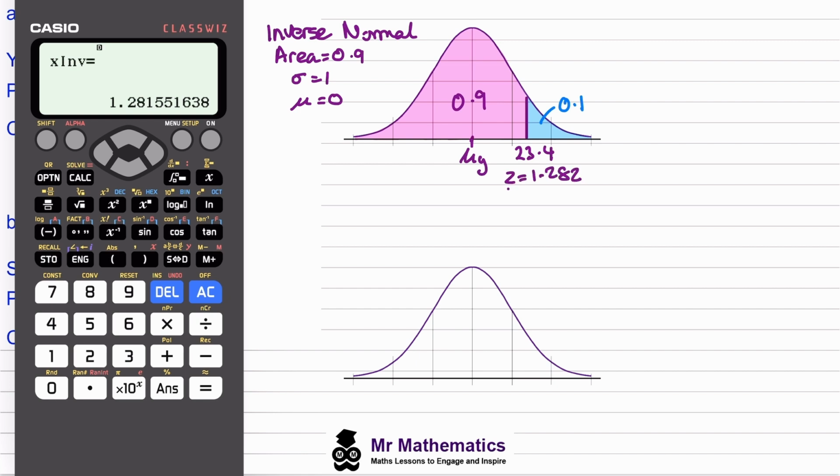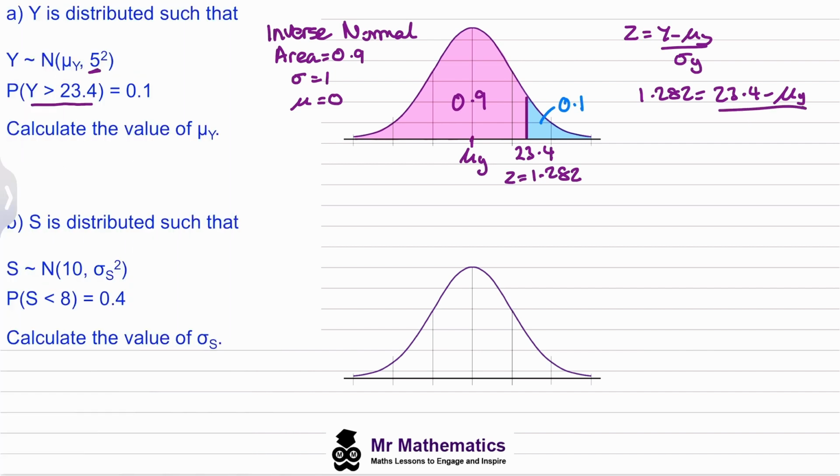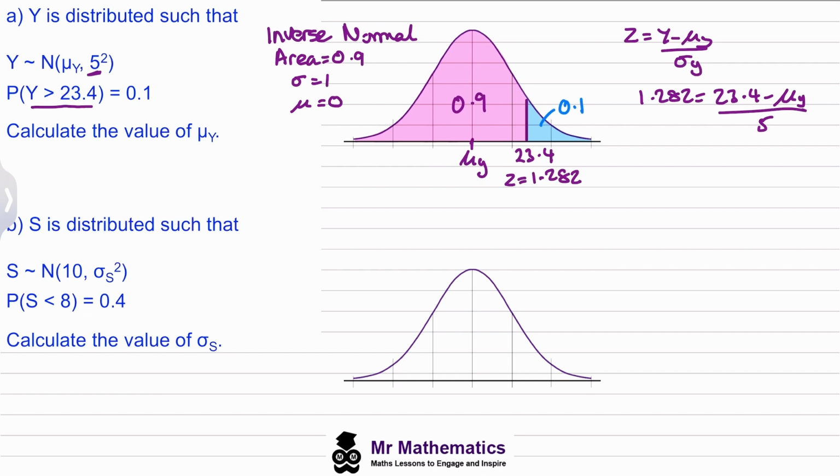Now we can substitute this value for z into the transformation equation. Z will equal y minus mu y over sigma y. So substituting in our values, we've got 1.282 will equal 23.4 minus the mean over the standard deviation of 5. Then we can solve this equation.